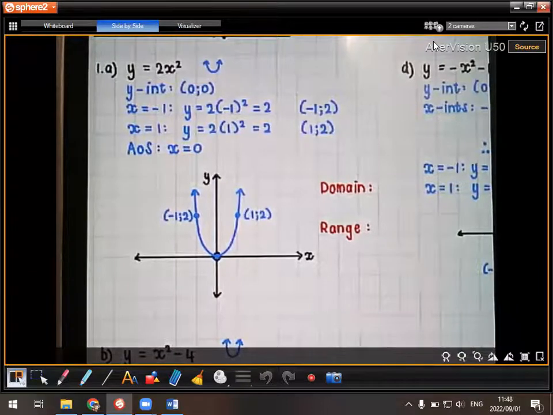Again, it kind of depends on who's marking it, how strict they are. If you have to try and get it, yeah, get it.